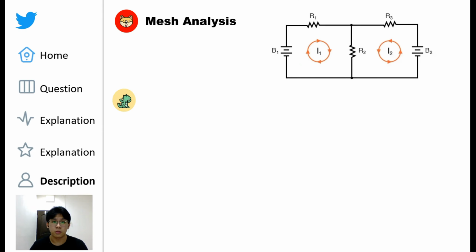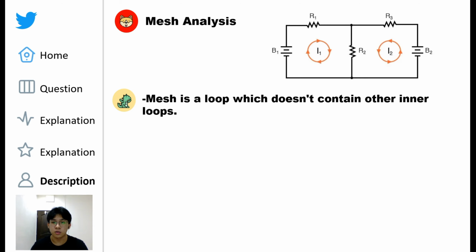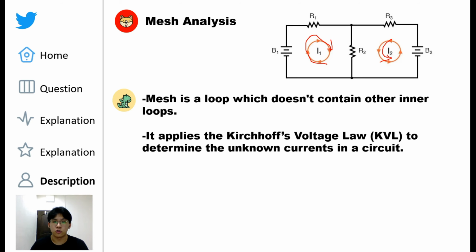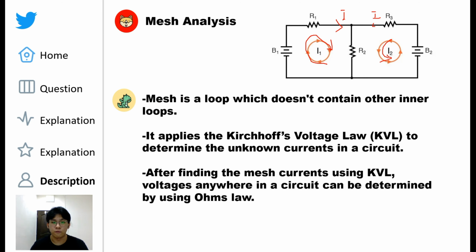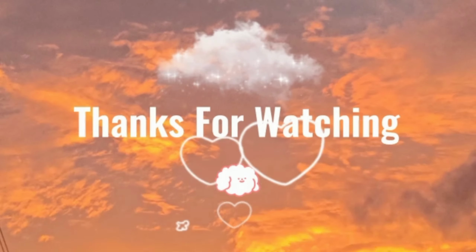Then I will be explaining about the mesh analysis. Mesh can be defined as a single loop, I1 and I2. Let's apply the Kirchhoff voltage law to determine the mesh current in the circuit. And then, after finding the mesh current, the voltage in the circuit can be found by the Ohm's law, V equal to IR.